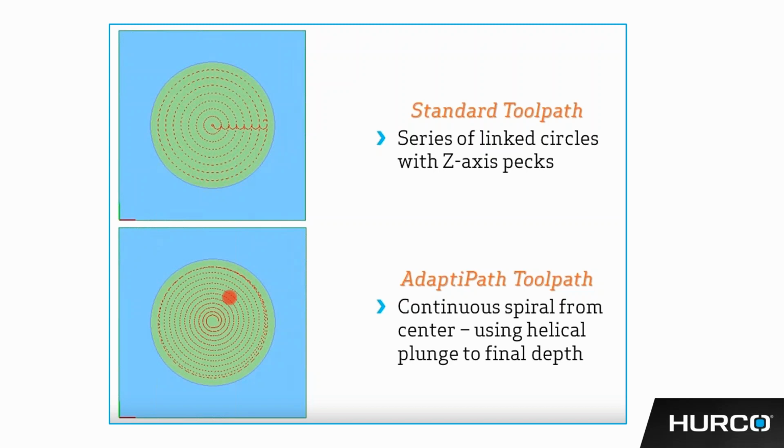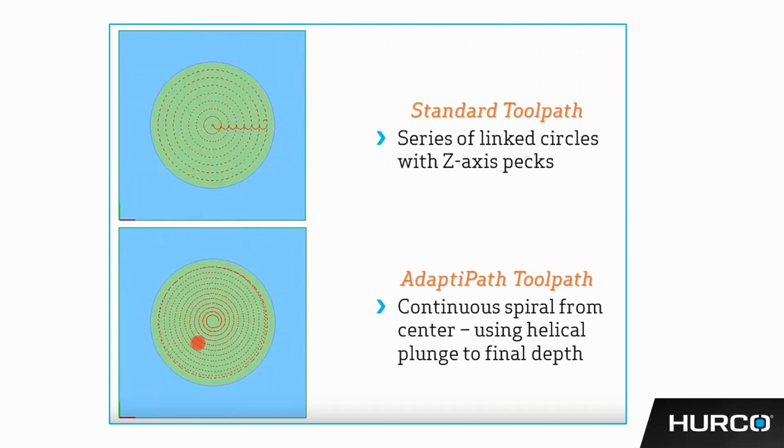So what AdaptiPath does is, the circle shows it very well here. You're going to start in the middle, and the control is just going to spiral outward at whatever width of cut you gave it, whatever step over you gave it. It's going to spiral outward at a constant spiral, constant step over.